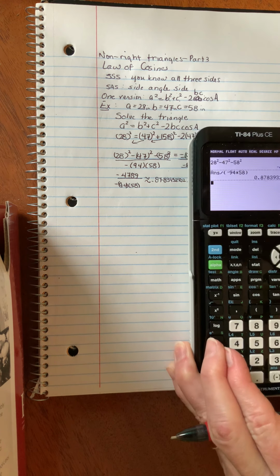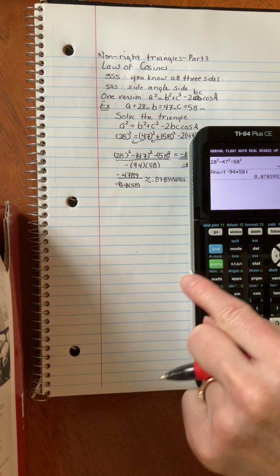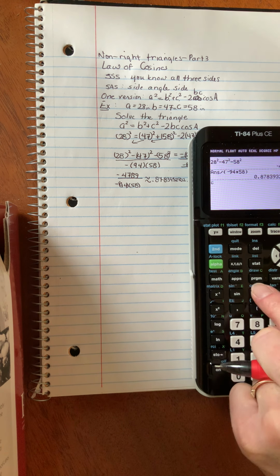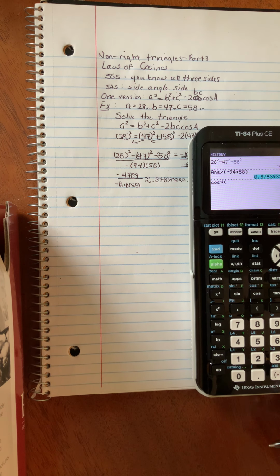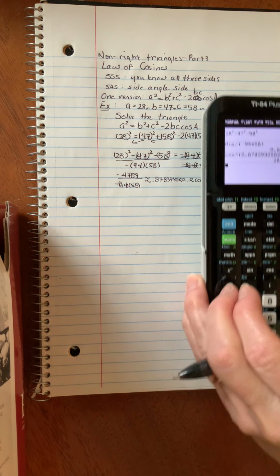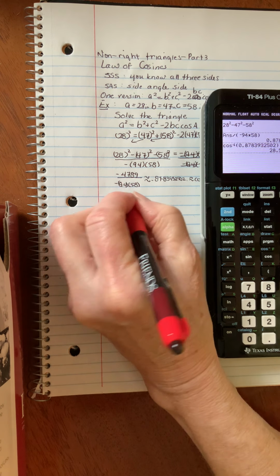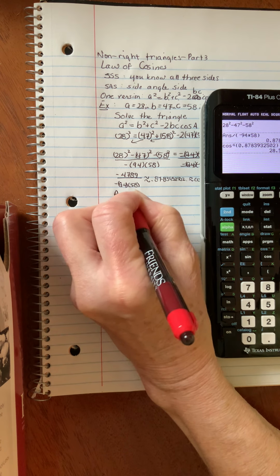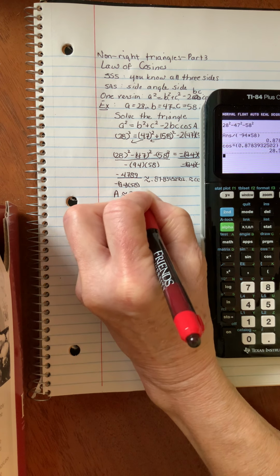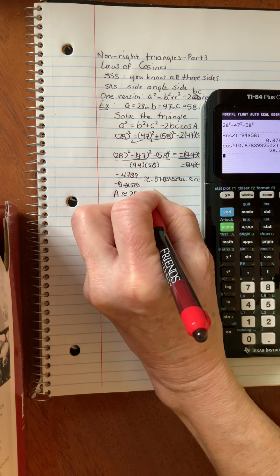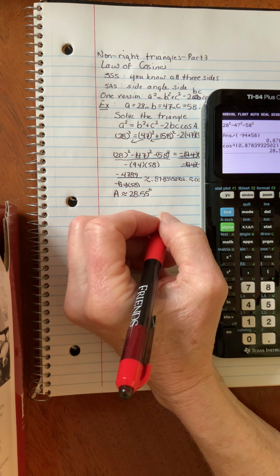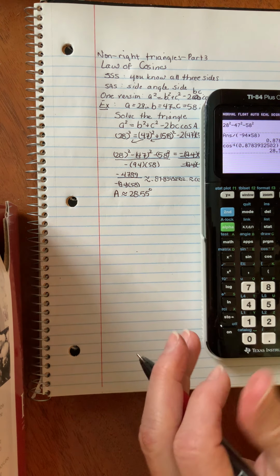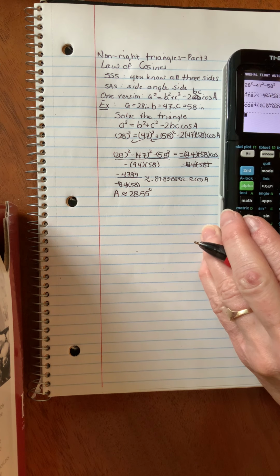So let me take this, and let's find the inverse cosine. So inverse cosine, and then I'm going to come up and grab this number. I hit enter on that, close the parentheses, although that's not required, and you get A is approximately 28.55 degrees. All right, I'm in degrees, so that's what I've got. So there's one angle that I did not have before.